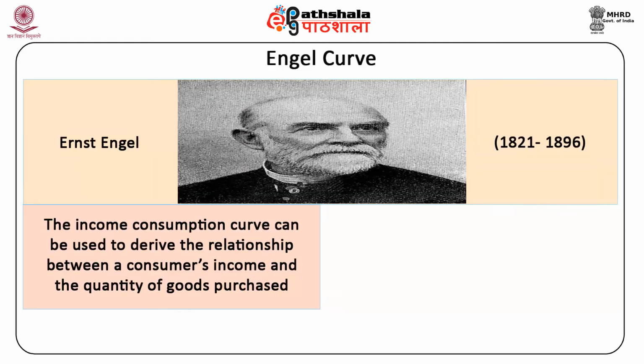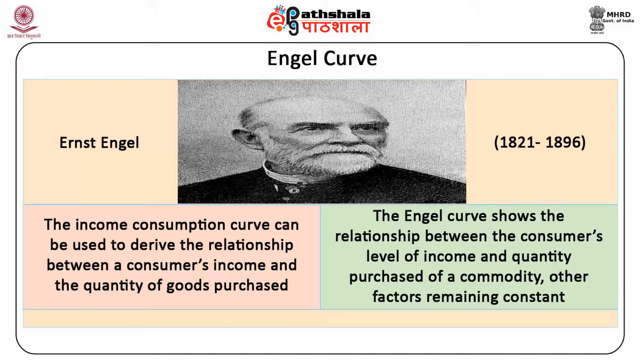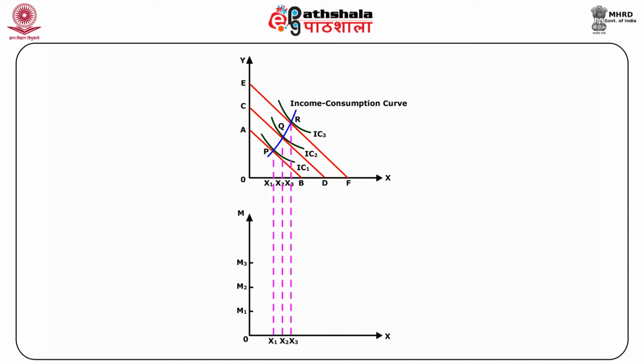The income consumption curve can be used to derive the relationship between a consumer's income and the quantity of goods purchased. The Engel curve shows the relationship between the consumer's level of income and quantity purchased of a commodity, other factors remaining constant. To derive the Engel curve from income consumption curve, let us measure income levels on the vertical axis and quantity of a good purchased on the horizontal axis as in the lower panel of the figure.